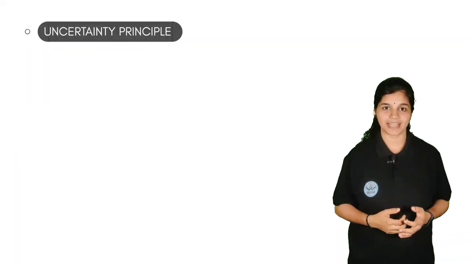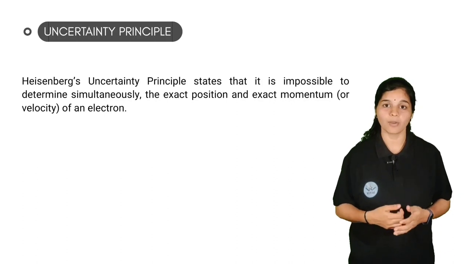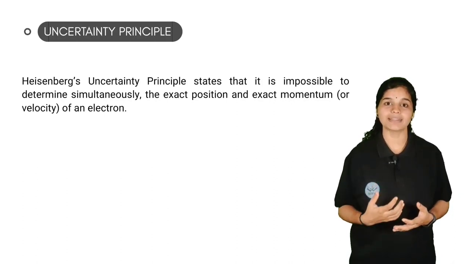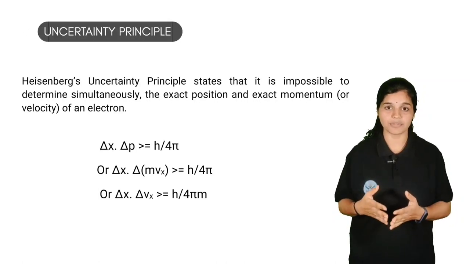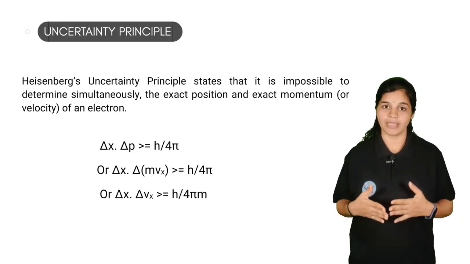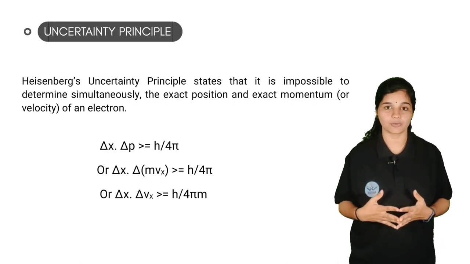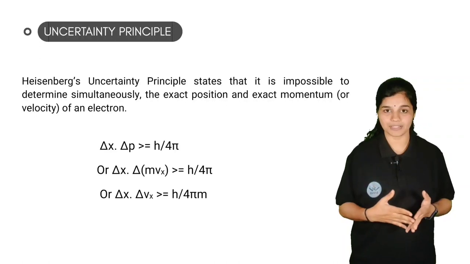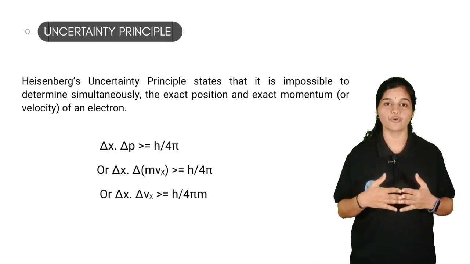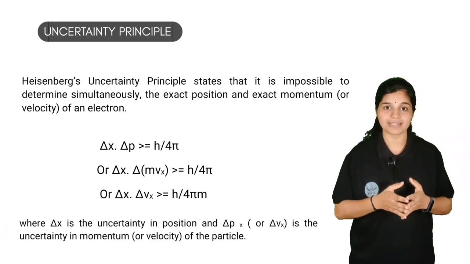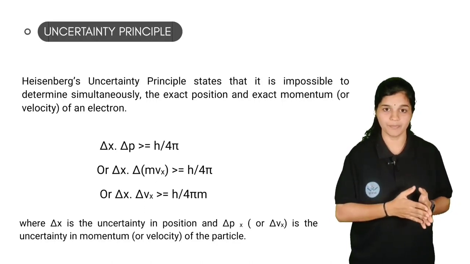Heisenberg's uncertainty principle states that it is impossible to determine simultaneously the exact position and the exact momentum or velocity of an electron. The mathematical representation is delta x into delta p greater than or equal to h by 4 pi. The same expression can be written as delta x into delta m vx greater than or equal to h by 4 pi. Rearranging, it can be written as delta x into delta vx greater than or equal to h by 4 pi m, where delta x represents the uncertainty in position and delta p represents the uncertainty in the momentum of the particle.